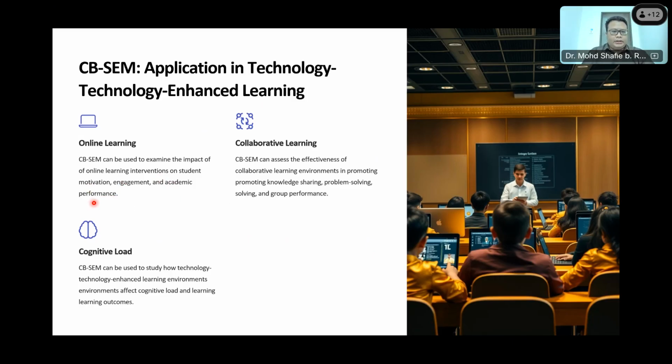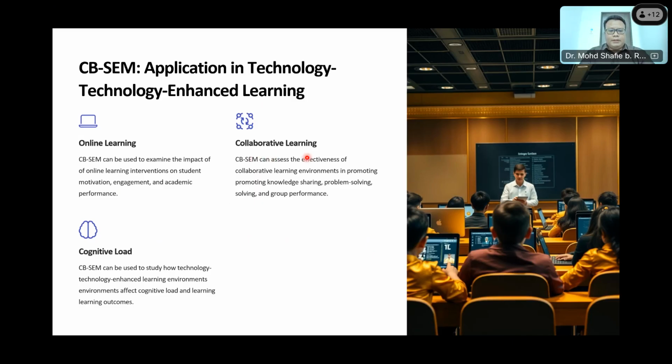So don't use this for a PhD study, because for a PhD study, you need to have novelty, you need to have something new. So this is this example. Then for collaborative learning, we're going to give you comparison examples later.